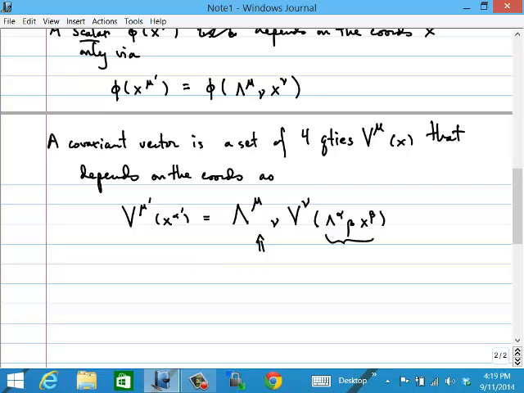Is this clear? Any confusions about this? Okay. Sometimes people will distinguish between a 4-vector, which is just a set of 4 numbers that transforms in a particular way, and a vector field, which is a set of 4 numbers associated with any point in space-time that transforms in a particular way. Typically, whenever we talk about vectors in this course, we'll be talking about vector fields. Whenever we talk about a scalar, we'll be talking about a scalar field.